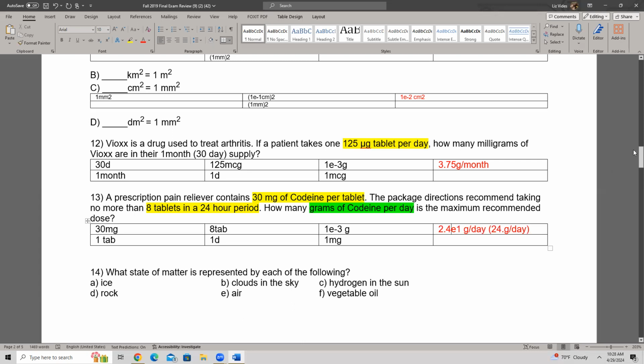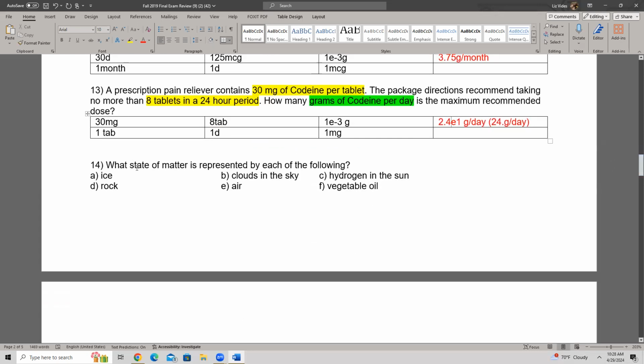All right, this one, it's pretty obvious, and I'm just gonna put solid, liquid, and gas. So solid, obviously this is solid again. This one is actually gas. Air is also a gas. Hydrogen in the sun is actually plasma. And vegetable oil is a liquid. And there you go.